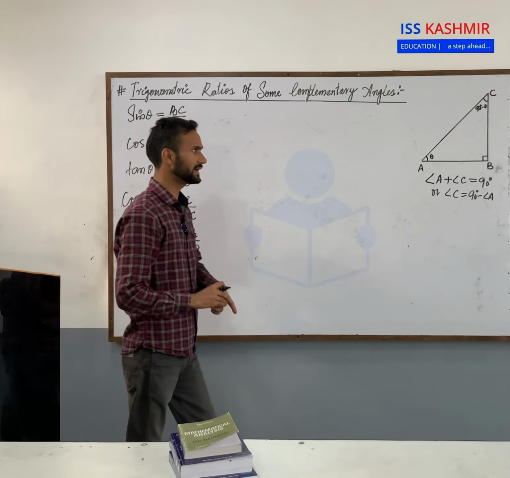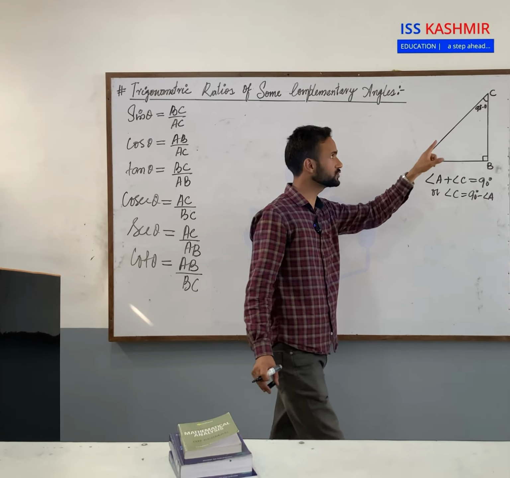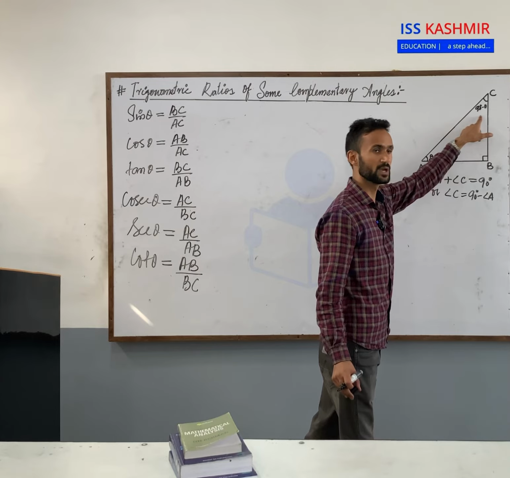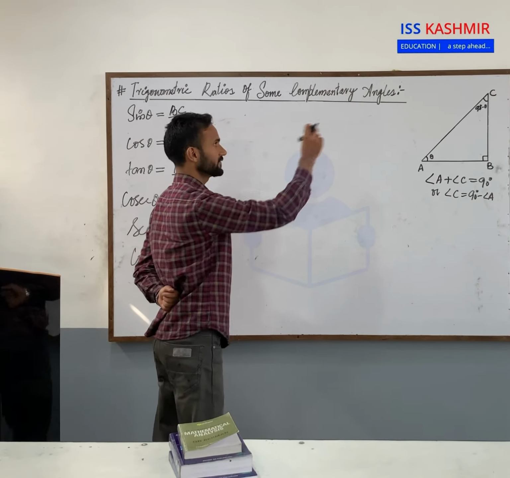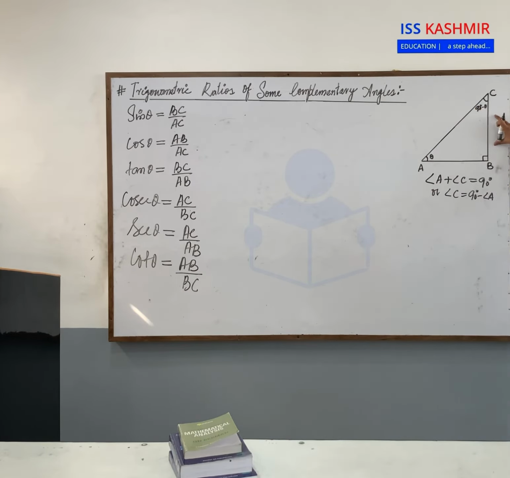Now, let us calculate the trigonometric ratios of the complement of this theta, that is actually 90 minus theta. For this 90 minus theta, BC is the side adjacent or the base and AB is the side opposite or the perpendicular. So, we will calculate trigonometric ratios for this 90 minus theta, which is actually a complement of this theta.